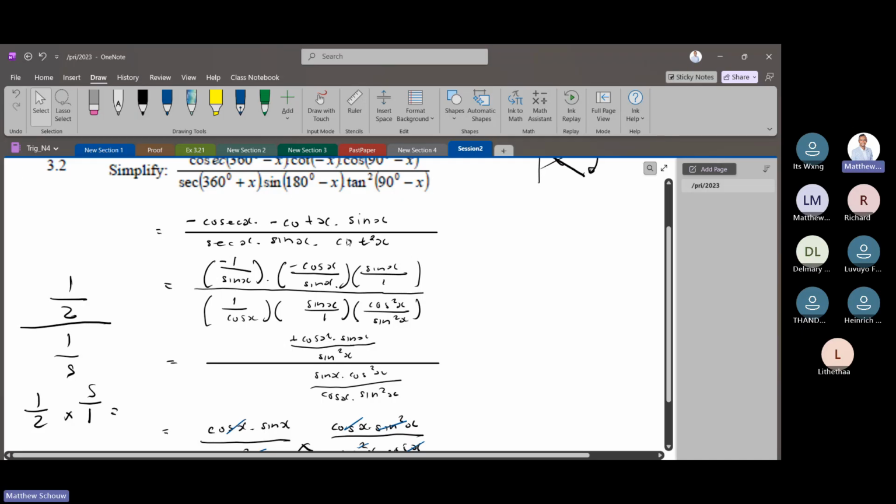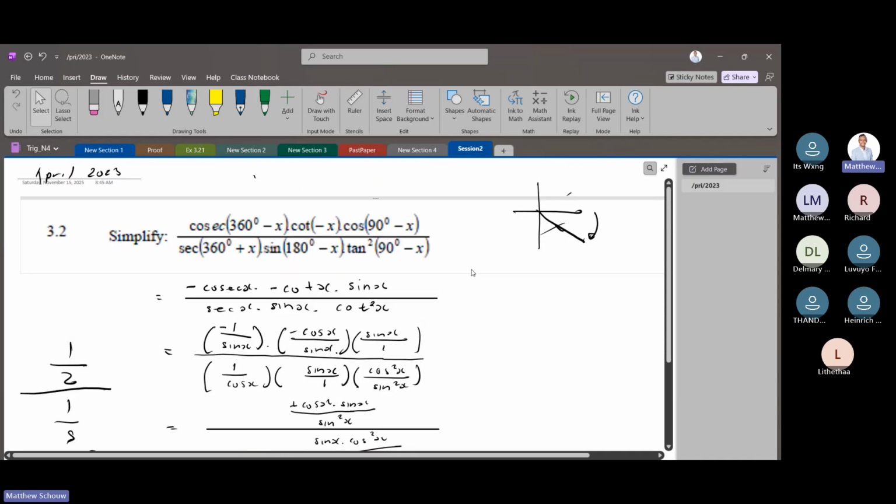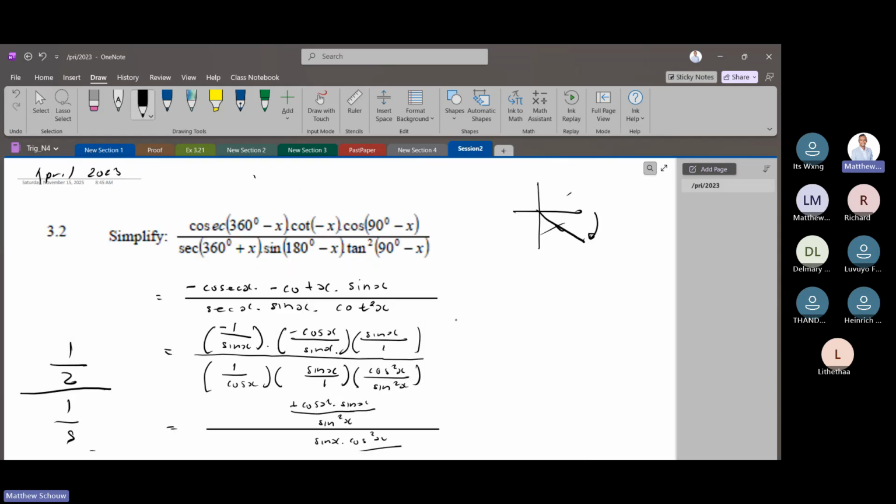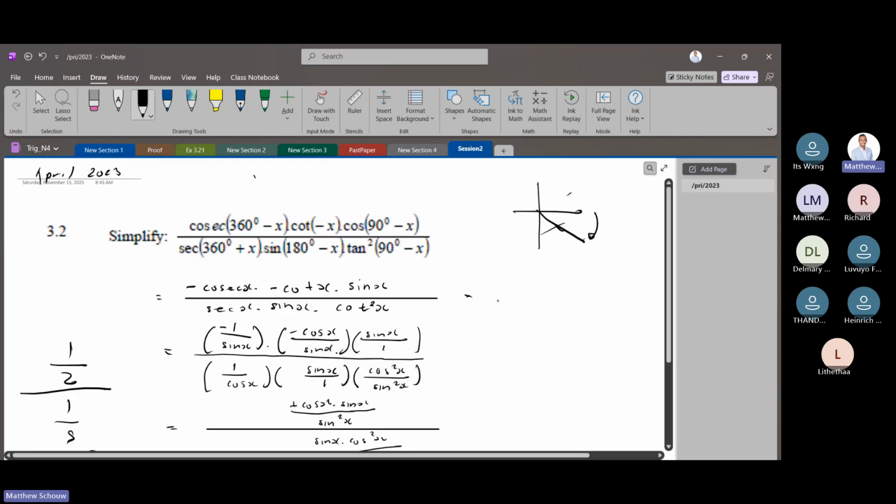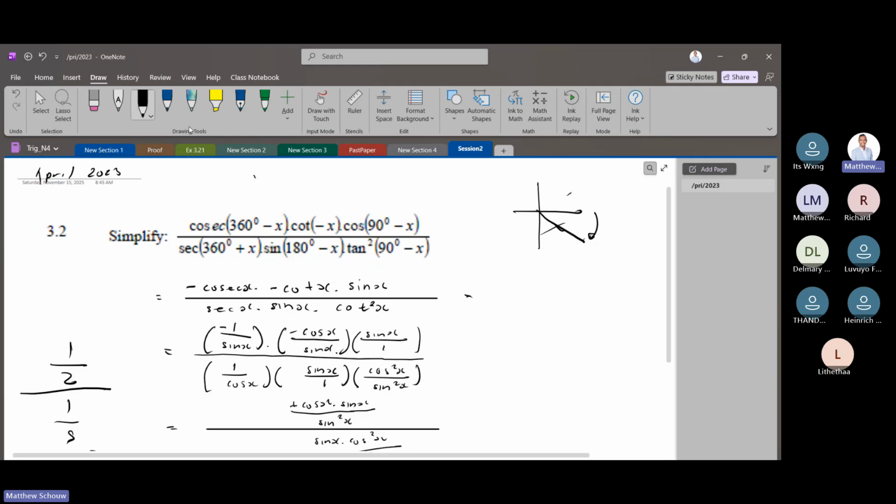Obviously, we could have reduced this a lot quicker, even from this step over here. You see over here, we could have eliminated the sines here, and we could have eliminated a cot here. You could have simplified it a lot earlier, but I'm just being very particular.